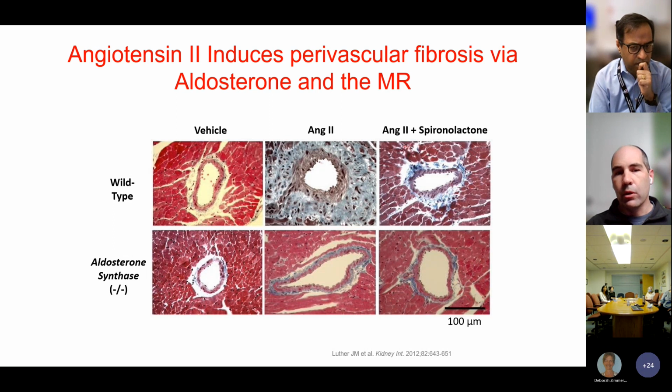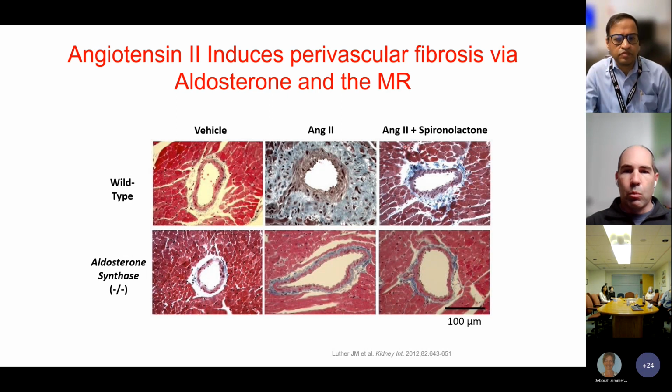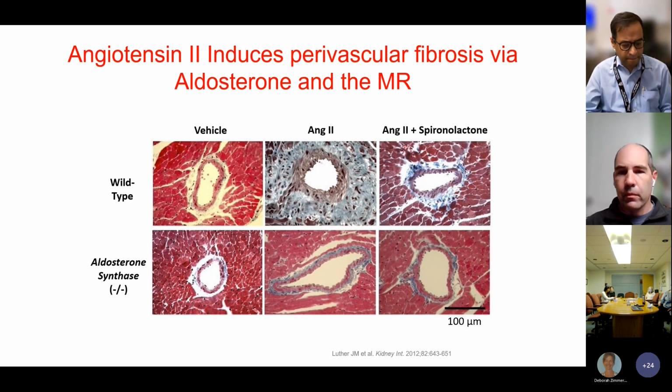Unfortunately, most of the injury was prevented already, so there was not really the ability to show that in addition to that you could block more injury with the MR antagonist. But I think that's another interesting thing to look at. And there was some signal in the kidney with albuminuria, but again, not significant.